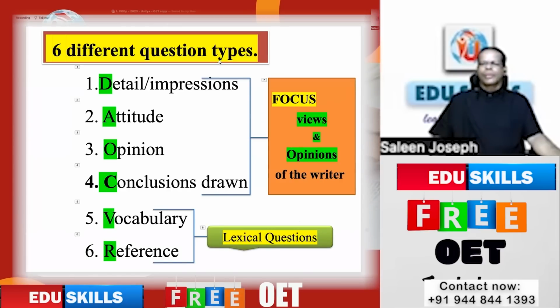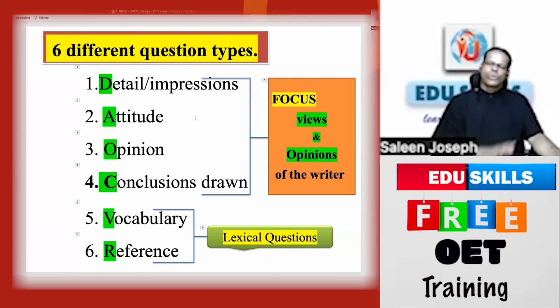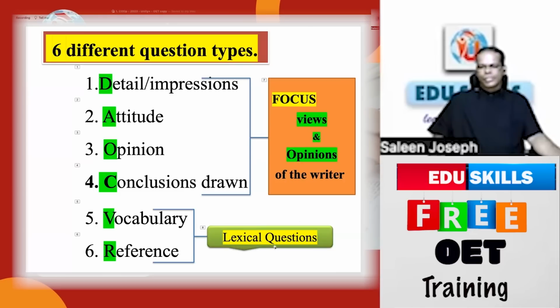You might know the basics, different question types. The questions based on details or impressions, questions on attitude, opinion, conclusions, and all. All these are known as focus on views and opinions of the writer. In these 4 types of questions, you mainly have to understand the views and opinions of the writer. The majority of the questions other than the lexical questions will be based on these views or opinions of the writer who is writing or the person who is quoted in the question. And the rest, 2 of them, will be vocabulary type and reference type, lexical questions, vocabulary questions and reference questions. C part has 2 texts. Each text will have 2 questions each.